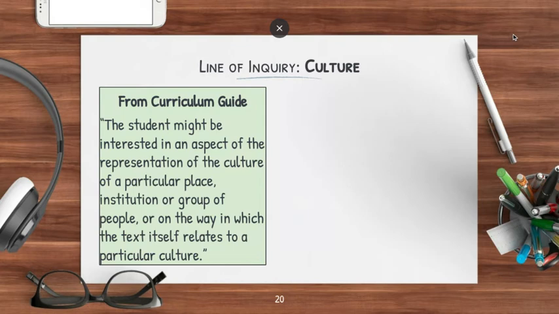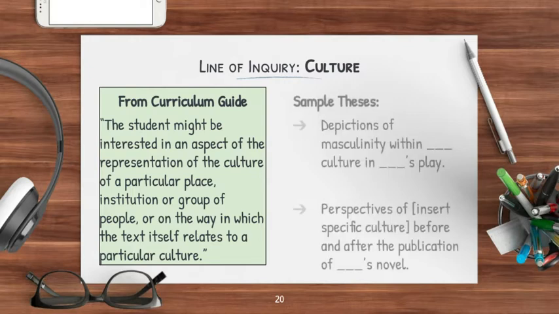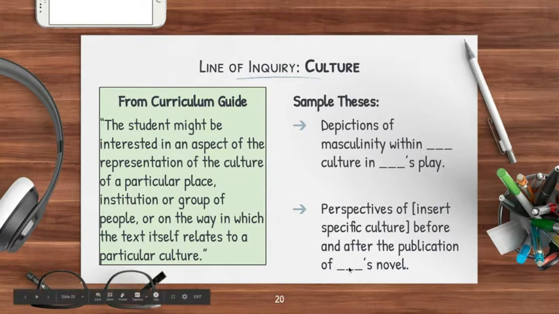For culture, the curriculum guide says the student might be interested in an aspect of the representation of the culture of a particular place, institution, or group of people, or on the way in which the text itself relates to a particular culture. Again, some sample thesis that you might want to use. You could focus on depictions of masculinity within blank culture in such and such a play. Perspectives of insert that specific cultural group before and after the publication of blank's novel, right?